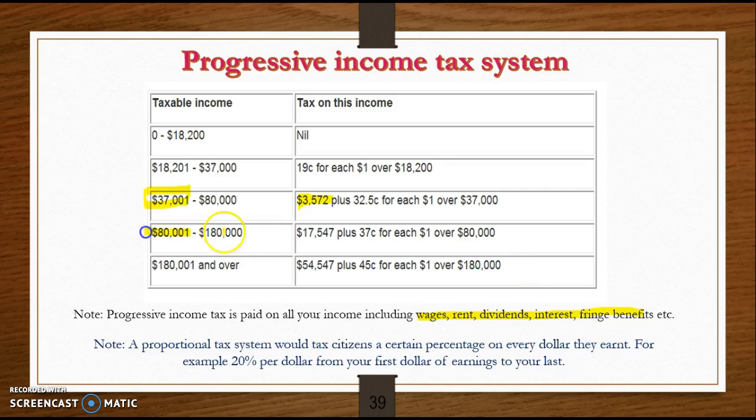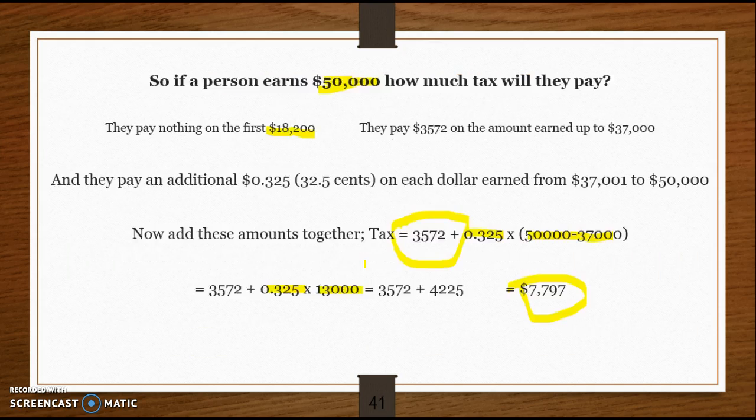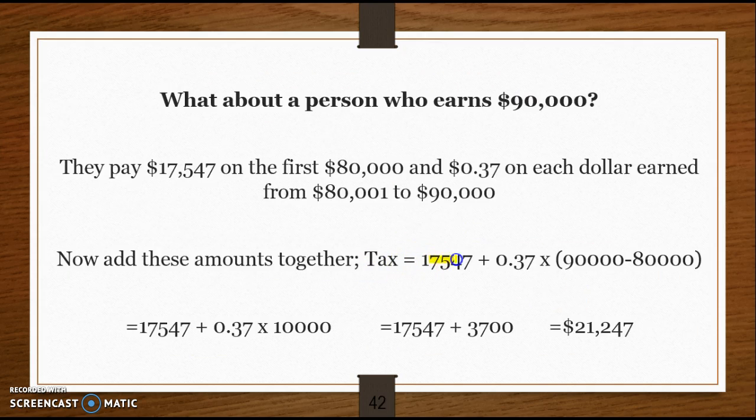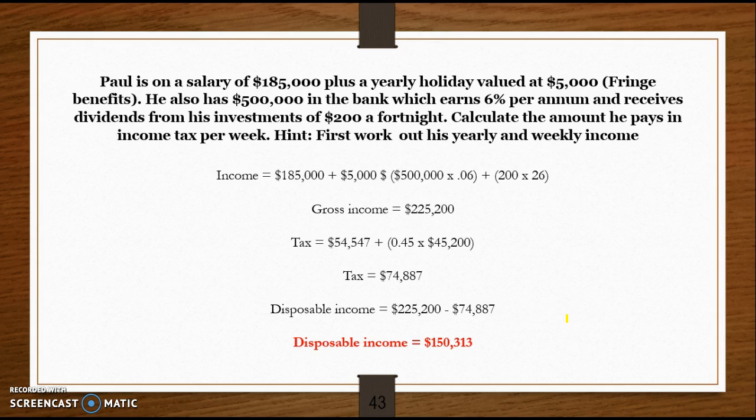If you were to earn $90,000, you go back to these tax brackets. Again, if you earn $80,000, you pay $17,547 in tax. Then you've got to work out how much tax you'll pay on the extra $10,000 that you've earned. So for that extra $10,000, you'll pay 37 cents per dollar. So to work it out, you'll have $17,547 plus 37 cents times that $10,000. And therefore you will get a figure of $21,247.